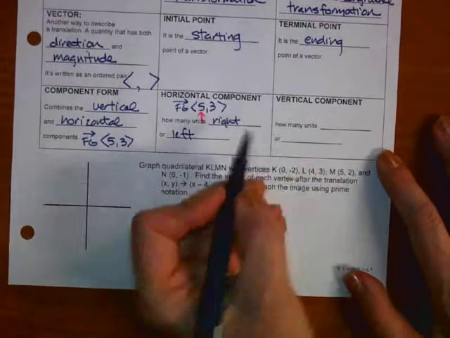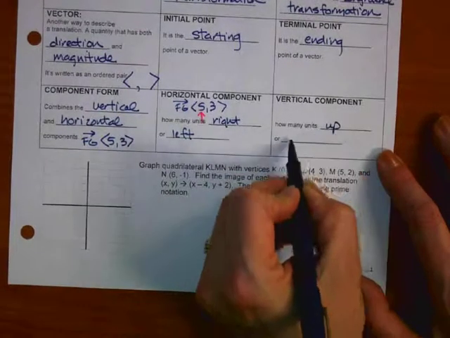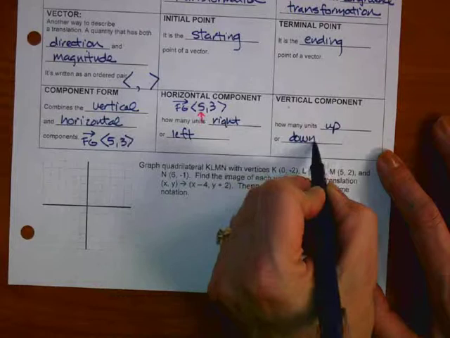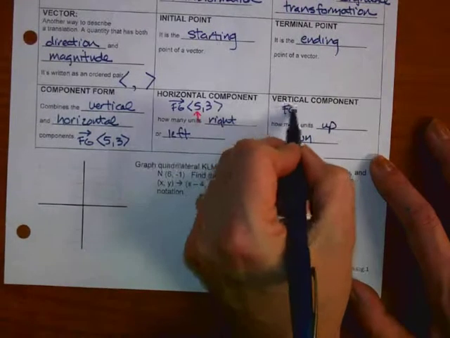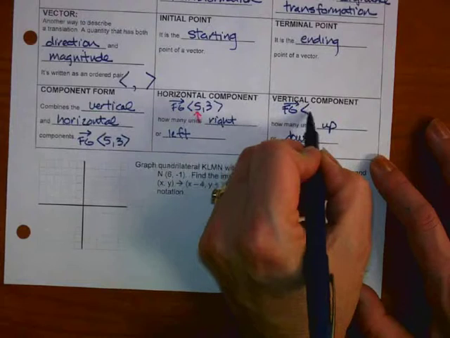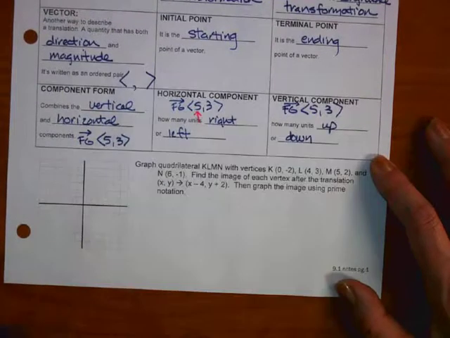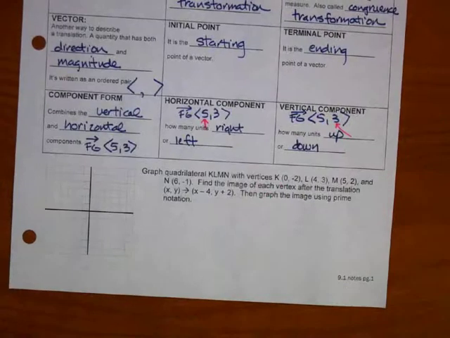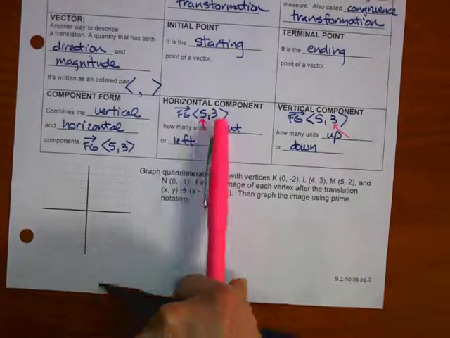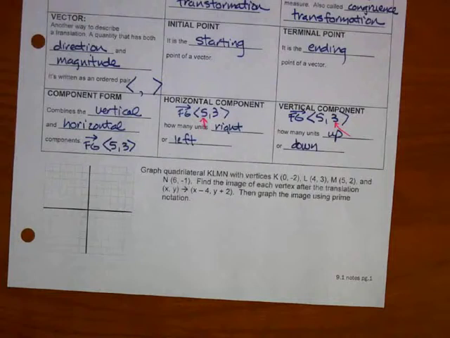Okay? And then the vertical component is how many units up or down. So you can guess that that would be the one in the Y position. Correct. That is the vertical component right there. It tells you to go up 3. So this translation would actually be right 5, up 3. Easy enough, right? All right.